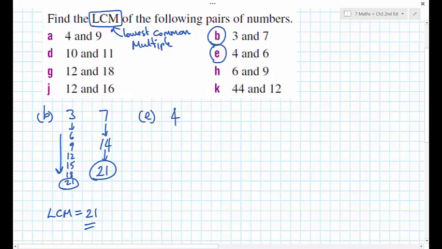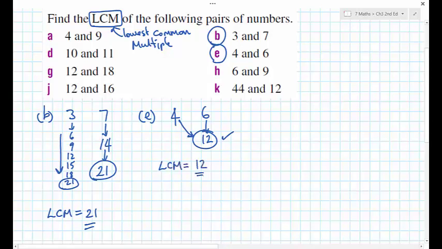Okay, so let's look at E. With E we have 4 and 6. So again, what I simply need to do is start thinking, with my bigger number, I have 6 plus 6 is 12, so 2 times 6. I then see, does 4 go into 12? Oh, it does. So 12 is my lowest common multiple here.